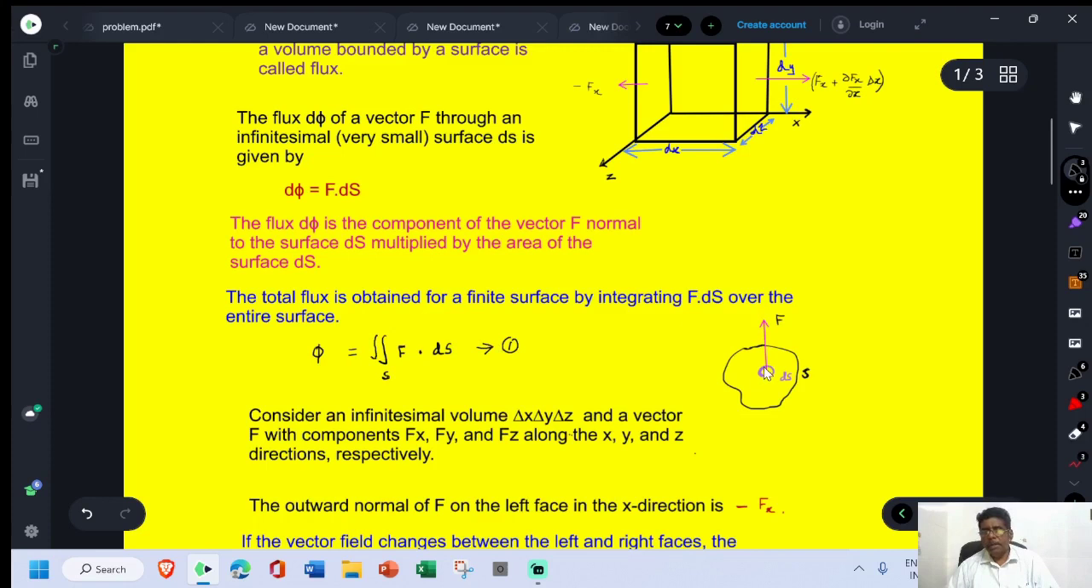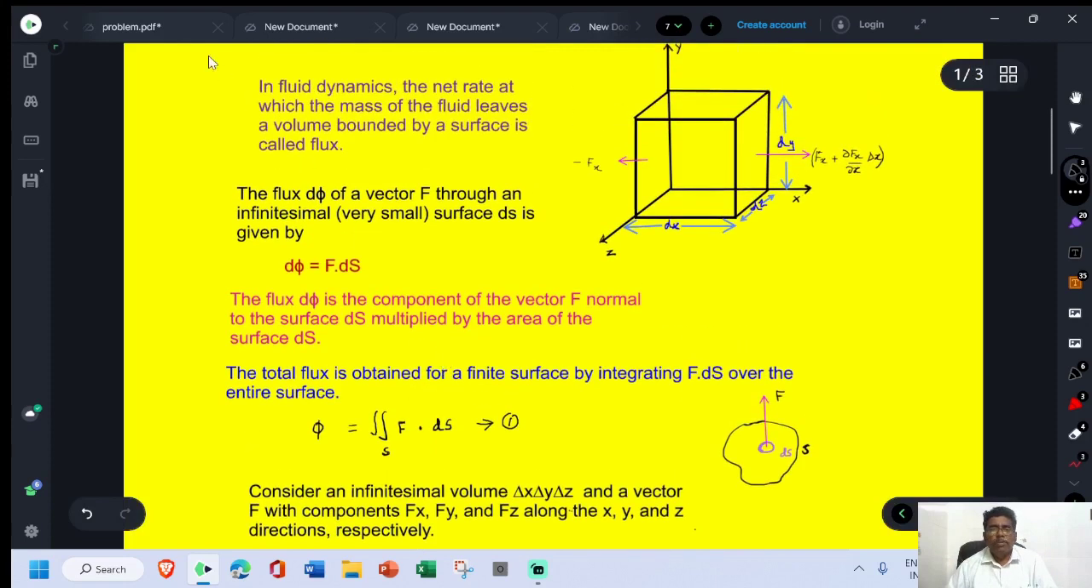For that, consider a vector f normal to the smaller area ds, and the product of f and area of ds will give the information about flux. Flux means the amount of liquid coming out of the smaller region ds. If you want to measure the amount of liquid coming out from the entire surface S, we just have to take the integral.